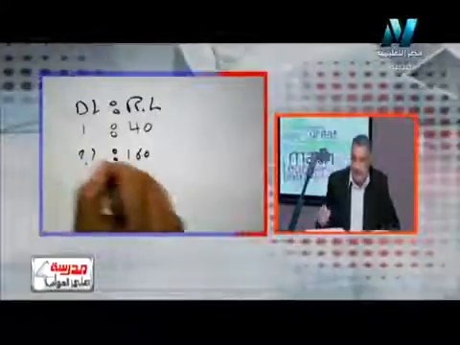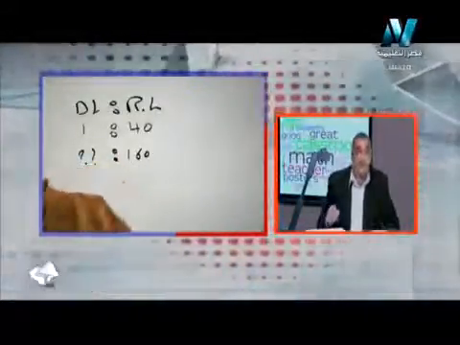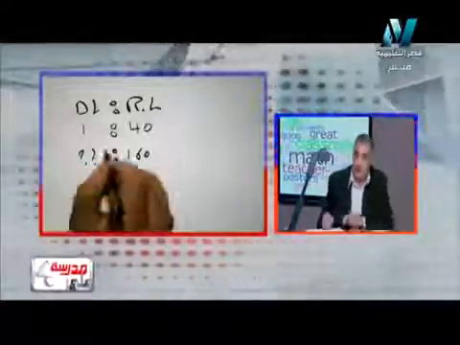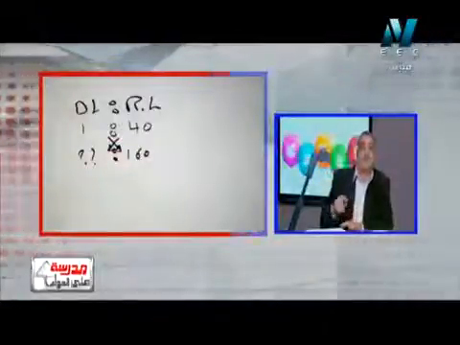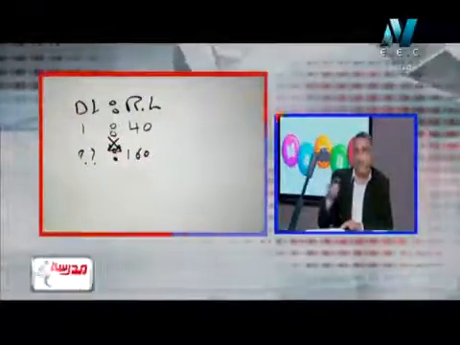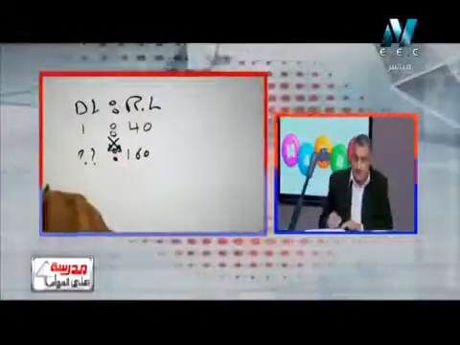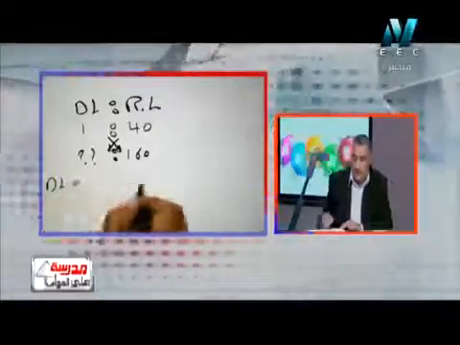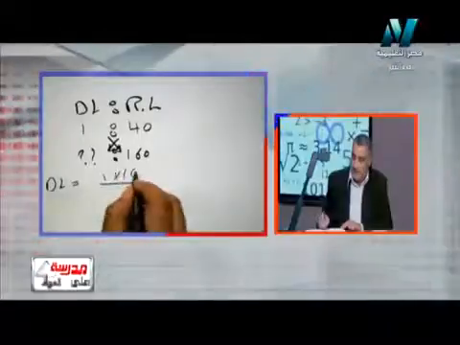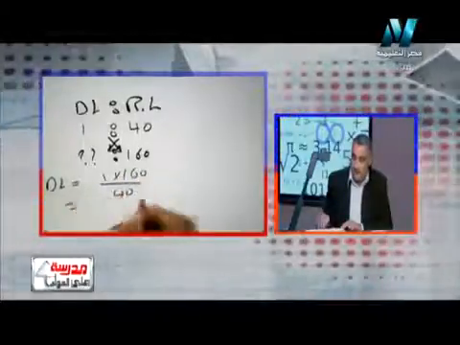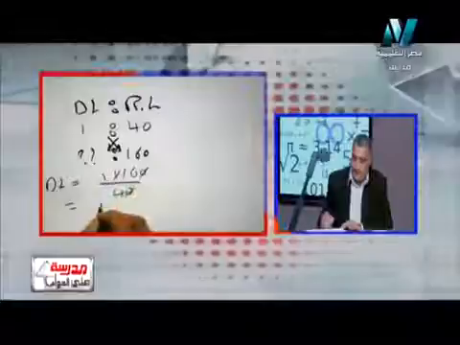How we can find its height in drawing or in picture? By using the same rule, the product of means equals the product of extremes. DL equals 1 times 160 over 40. The result will be 4 centimeter.